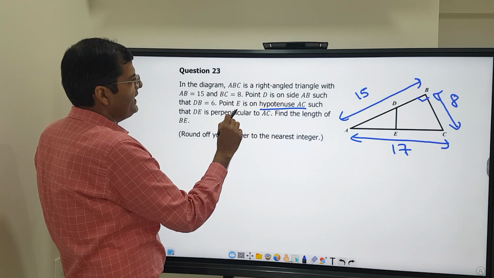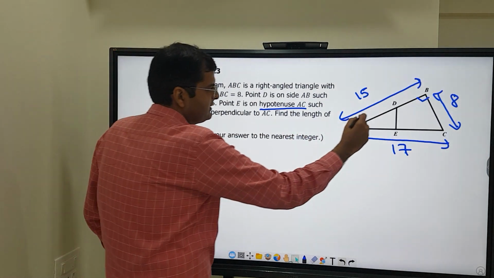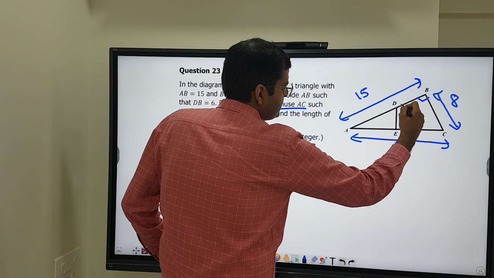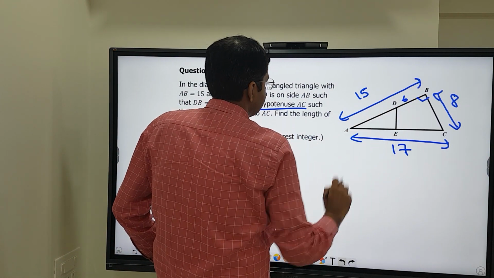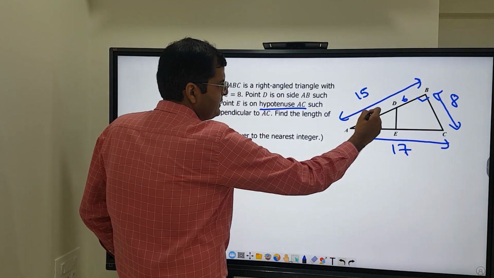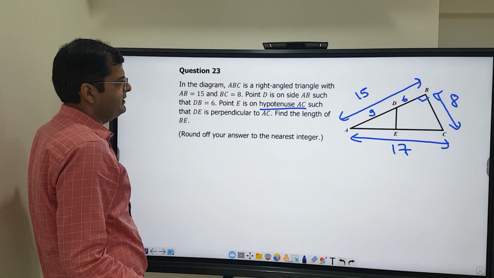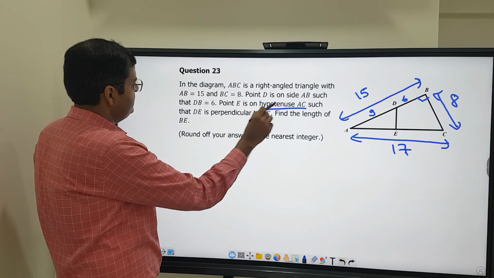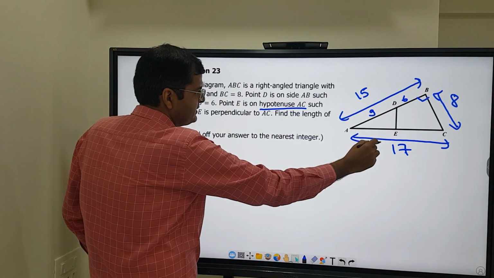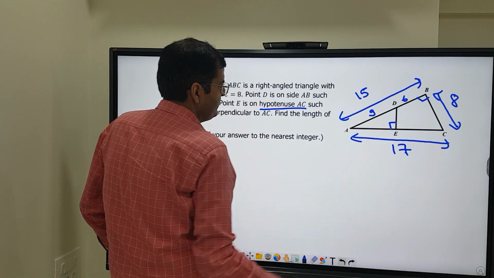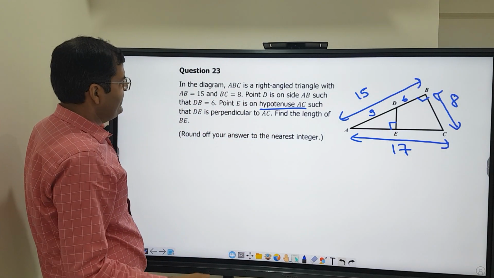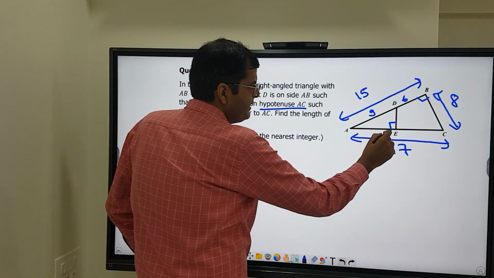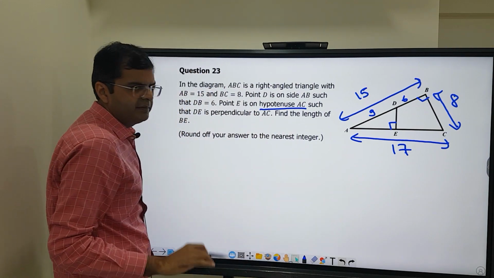Point D is on side AB such that DB is 6. So DB, this part, is 6. That means AD is 9. Point E is on the hypotenuse AC such that DE is perpendicular to AC, so this is also 90 degrees. Find the length BE. We have to find BE, so you have to join BE and find that.